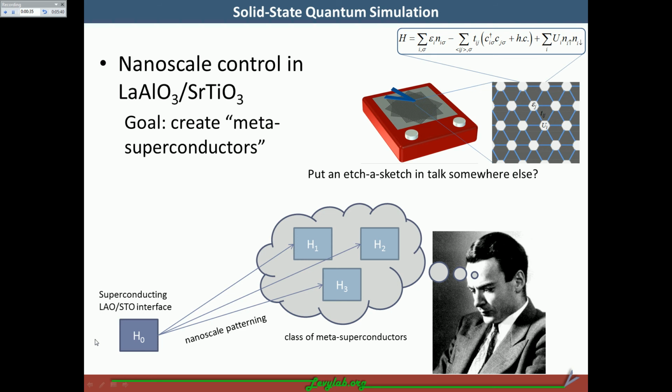So the system naturally supports superconductivity, which will allow us to alter the Hamiltonian of the system with our nanoscale control, and maybe create a new class of what we're calling meta superconductors to try and study superconductivity in the system.